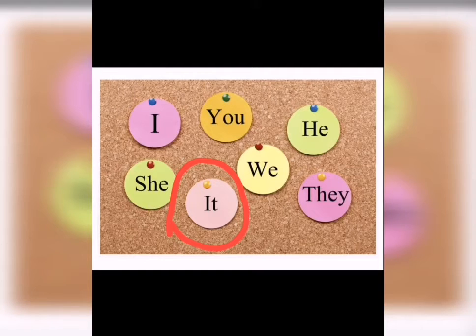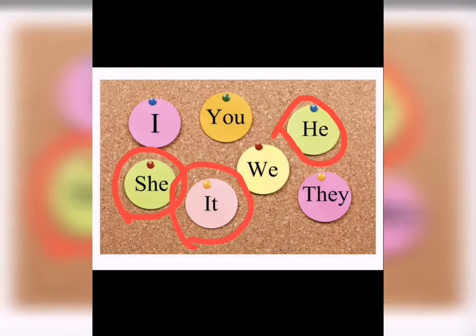Say for example, a boy is eating a pizza. You can use the pronoun he instead. You can say he is eating a pizza, especially if you don't know his name. We can use pronouns when we don't know the name of the person, but we know that he is a boy or a girl. For he, she, and it, we are going to use is. So, she is, it is, and he is.